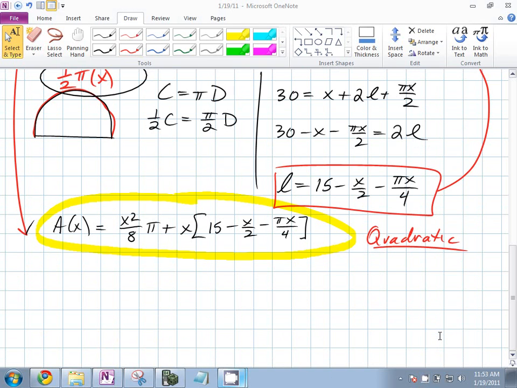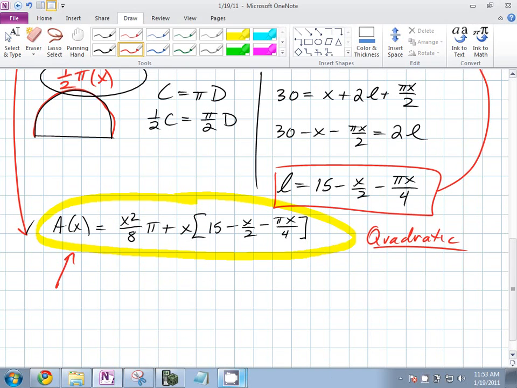We now have a function for area in terms of x. What might be something that's nice to find out if you're building this window? Does it go up or down, right? Does it open up or down?